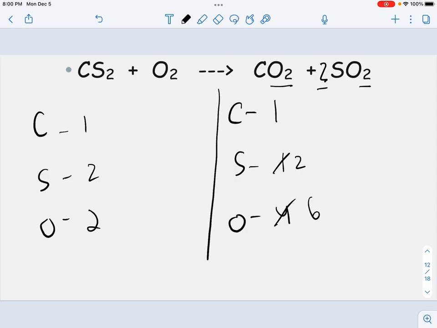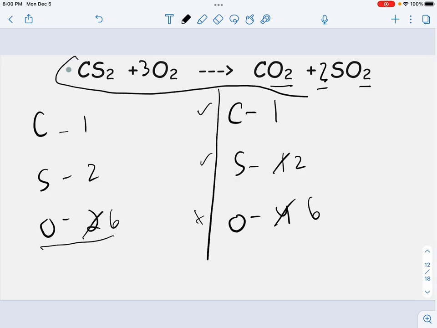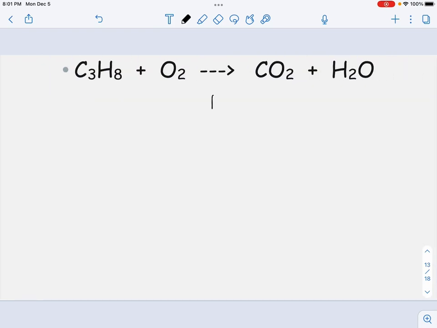Well, let's double check. Carbon balances, sulfur balances, but oxygen does not. So we need to get to 6 oxygens on the left-hand side. So what are we going to do? We're going to add a 3 here. By doing that, we now have 6 oxygens. And now this balances on both sides. So CS2 plus 3O2 produces CO2 plus 2 SO2. All right, so let's move on to a new equation.